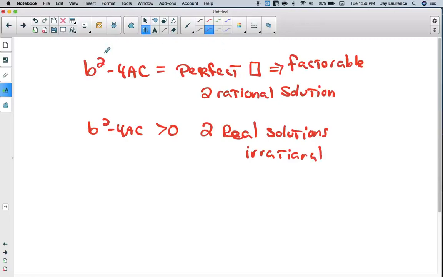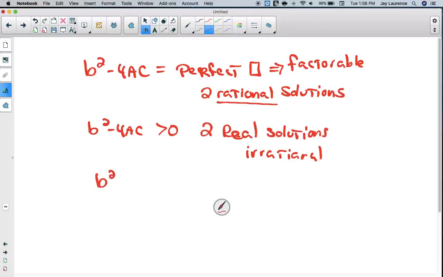Okay, so if b squared minus 4ac is a perfect square, the expression is factorable, and the equation will have two real solutions, and they'll both be rational numbers. Yeah, sorry, I lost an S there. If b squared minus 4ac is greater than 0, we're going to get two real solutions, all right? But they'll both be irrational.